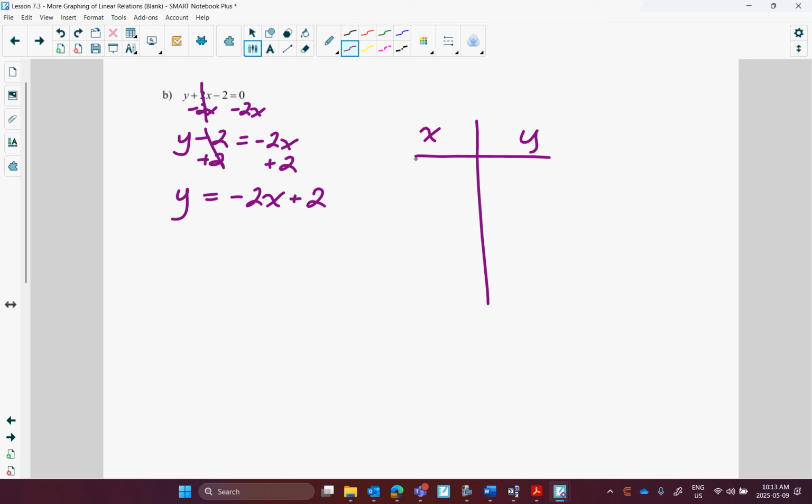What would you choose for x? 0, 1, and 2 in this case, because there are no fractions I have to worry about. Okay? So for y, it's going to be -2 times 0 plus 2. 0 plus 2 works out to 2, so my first point is 0, 2.